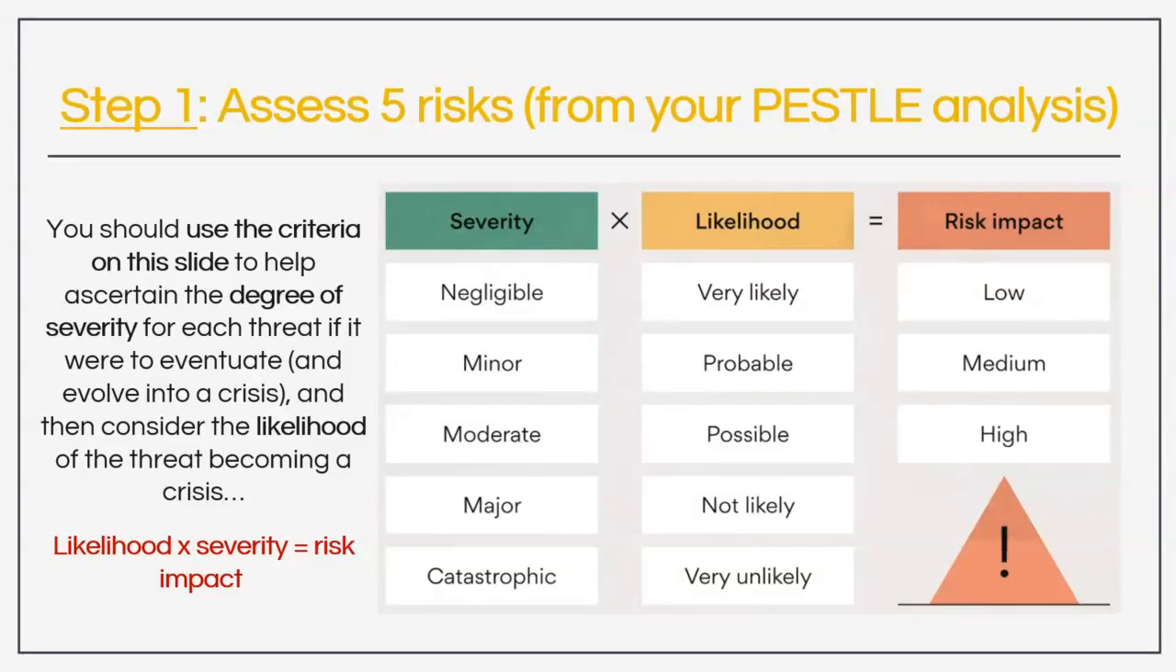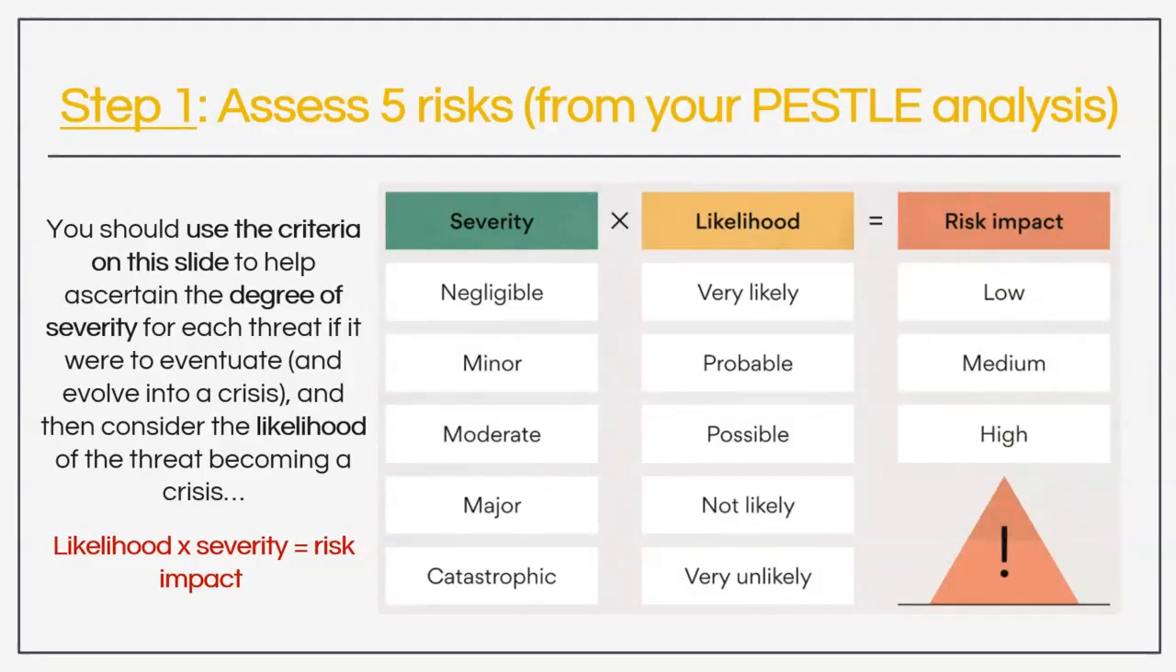Or maybe it's negligible severity, but also not that likely. In that case, it's considered a low risk. So essentially, it's likelihood and severity. You look at both of those things and then work out the impact that way. So the criteria on this slide can be helpful for doing that first step.